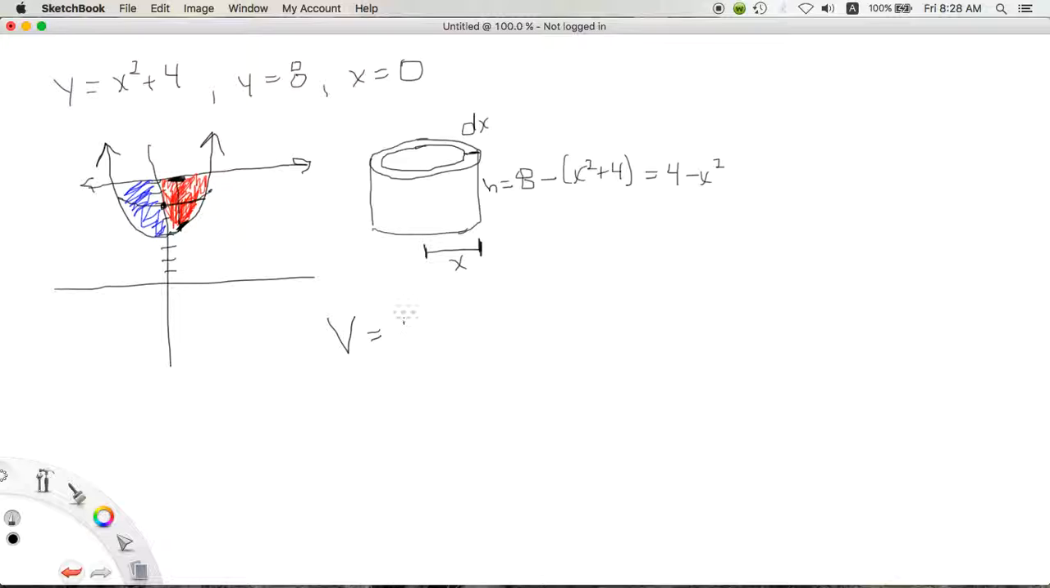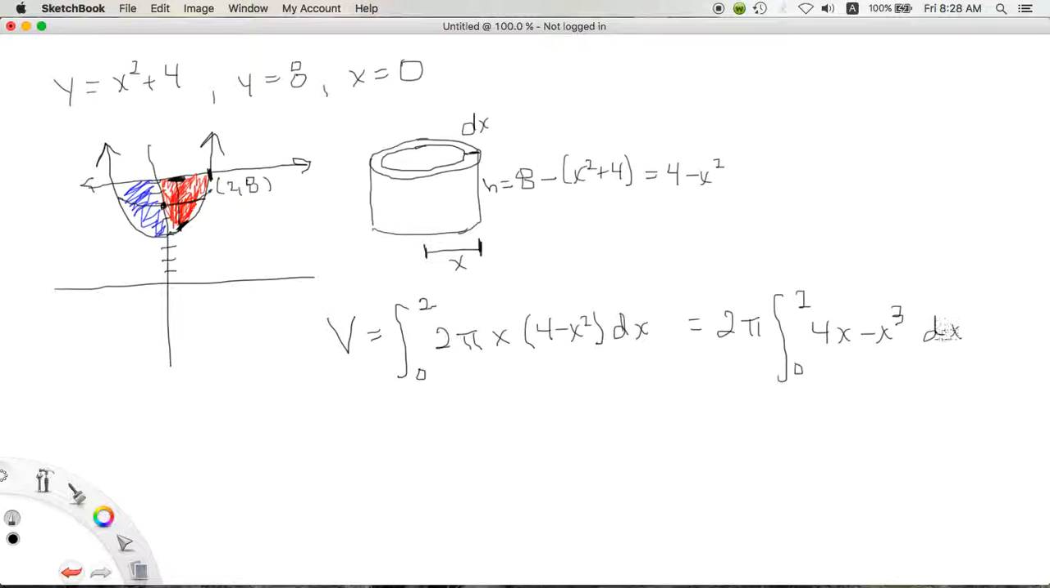Well, the volume is the integral. We're going from 0 to, we need to see where this hits. This hits at the point (2, 8), so we're going from 0 to 2 of 2 pi r h, and then the width of the cylinders. So we'll pull out our constants and go ahead and distribute that in so that it's easier to deal with.